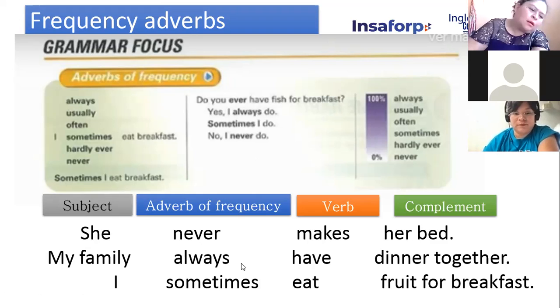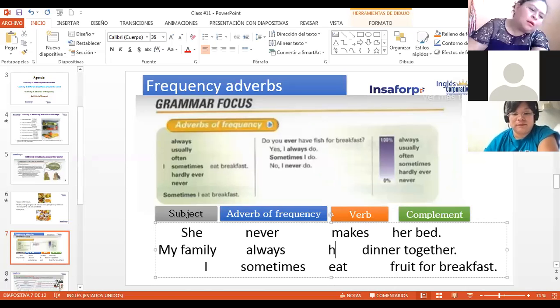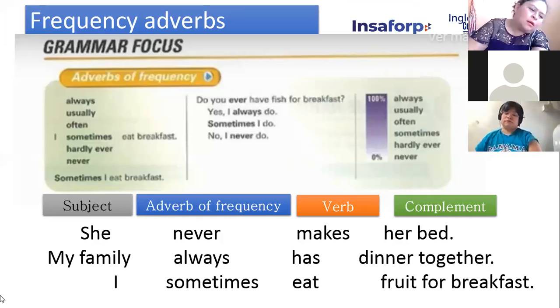My family always have dinner together. Oh, that is my family has. My family has. Aquí me equivoqué. My family always has dinner together. I sometimes eat fruit for breakfast. So as you can see, we have the subject, we have the adverb of frequency, we have the verb, and we have the complement. It's easy.